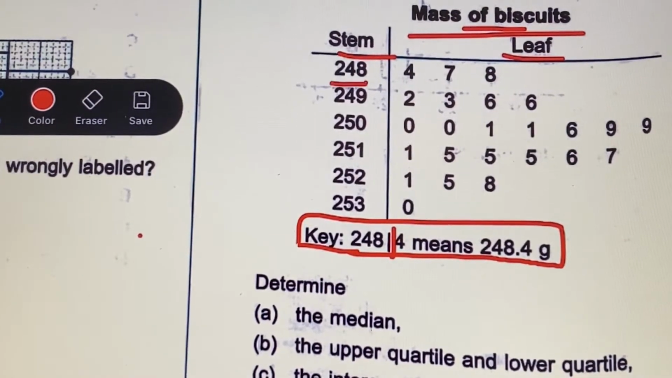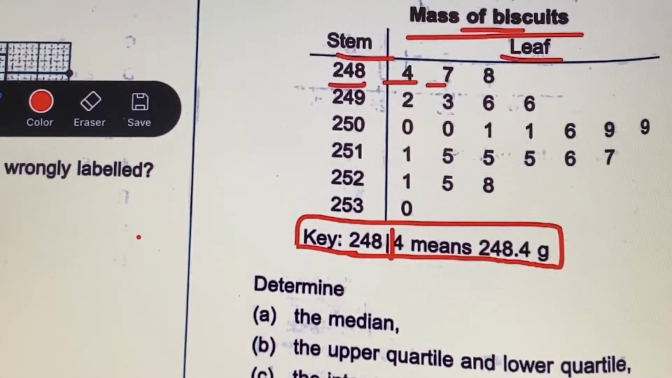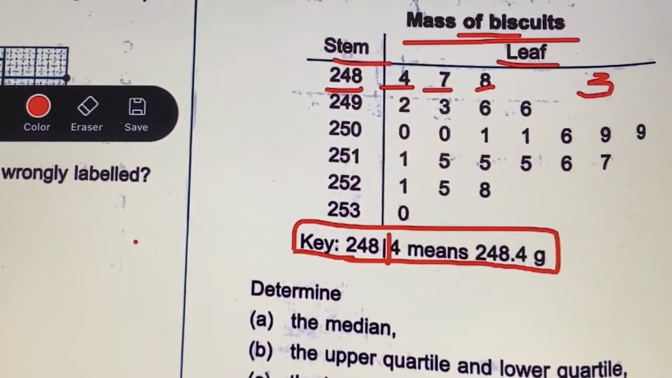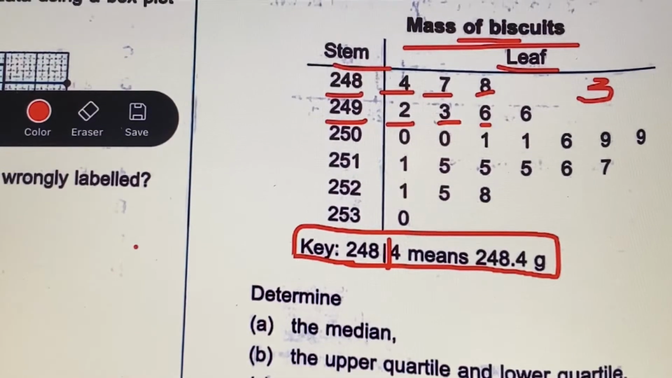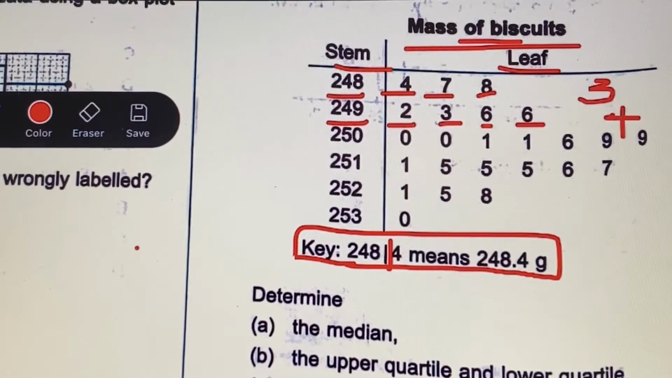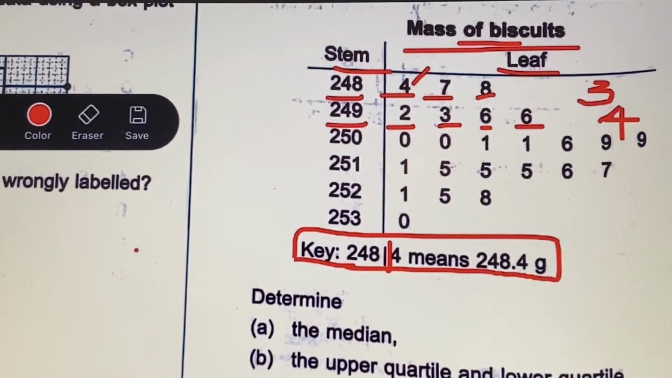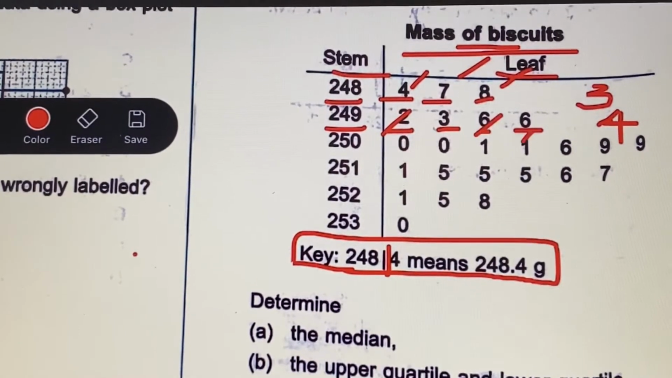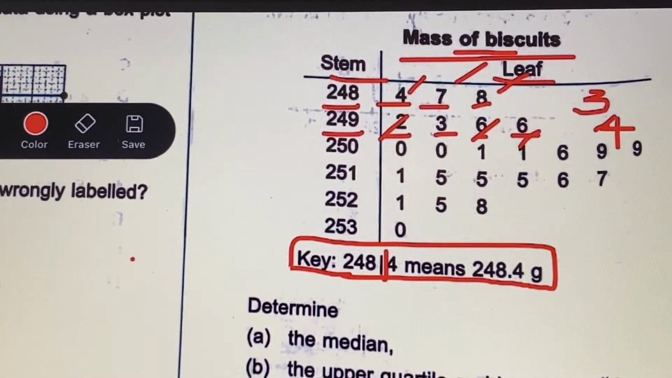So we have 248.4, 248.7, 248.8, right? So we have three data here. And here we have 249.2, 249.3, 249.6, 249.6. So we have four data here. This is the first, the second, the third, the fourth, the fifth, the sixth, the seventh, right? So that's how you read the data.